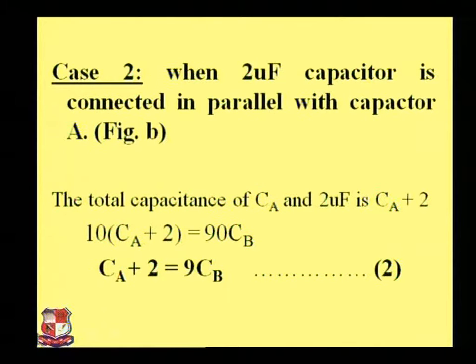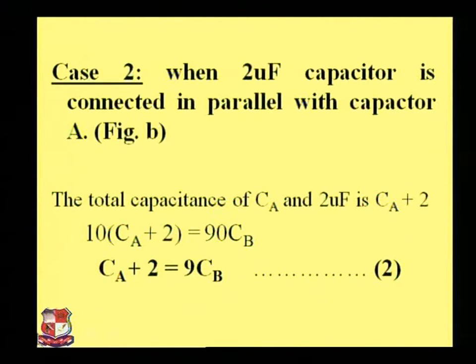Now again, by comparing the charge, we can write 10 into Ca. After connecting the 2 microfarad capacitor in parallel with A, the voltage rises to 90 for capacitor B. So we can write 10 times (Ca plus 2) equals 90 Cb, so 10 Ca plus 20 equals 90 Cb, so Ca plus 2 equals 9 Cb. This is equation 2.